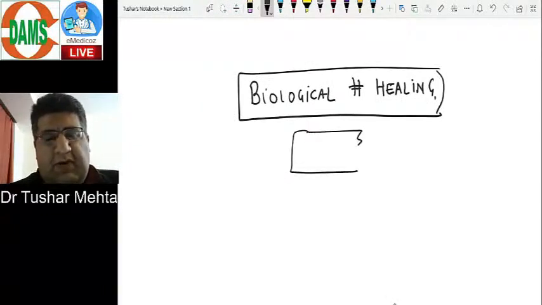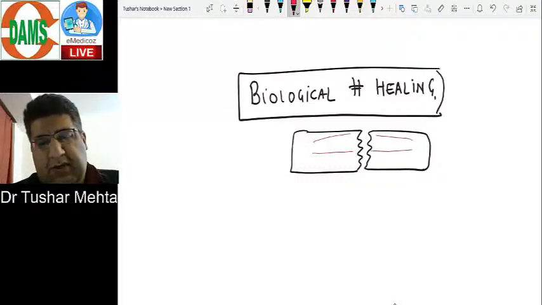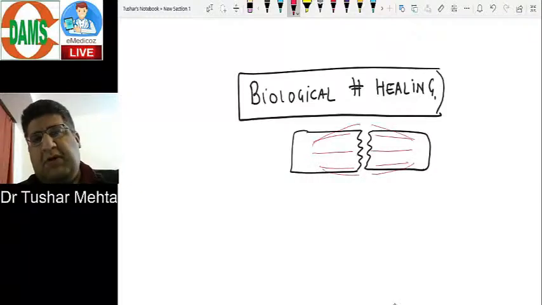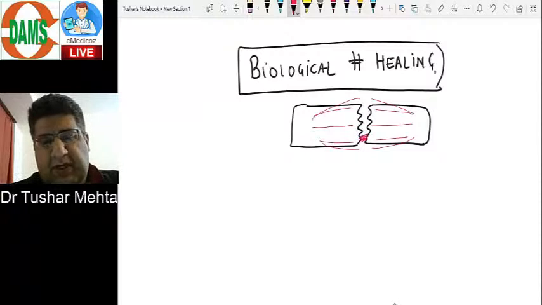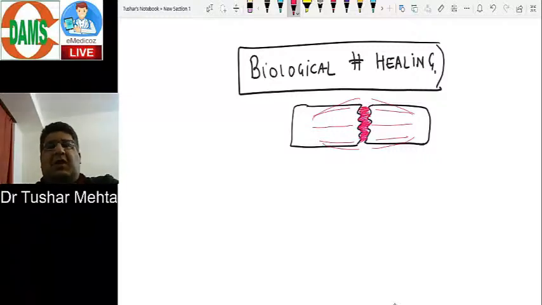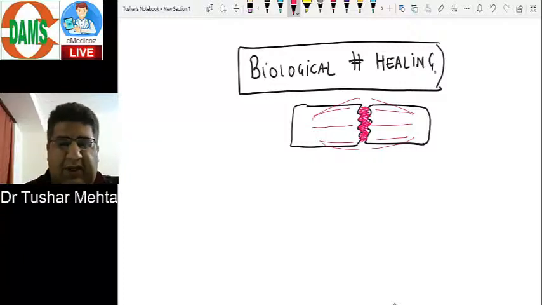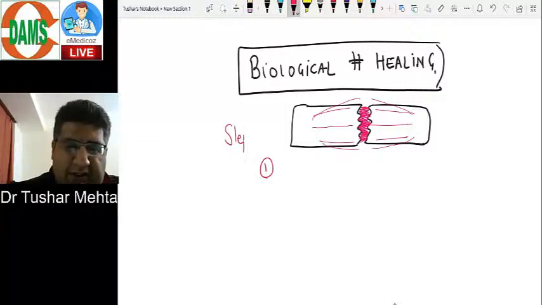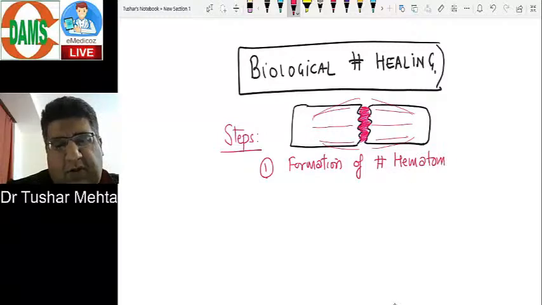Now, this is one fracture fragment. This is another fracture fragment. The bone is broken into two parts. The medullary artery is disrupted, cortical artery disrupted, periosteal artery disrupted, all arteries disrupted. When all arteries are disrupted, the first thing that happens is a significant collection of blood inside the fracture surface. This collection of blood is called a hematoma. So the biological fracture healing starts with certain steps, out of which the first step is always formation of fracture hematoma.